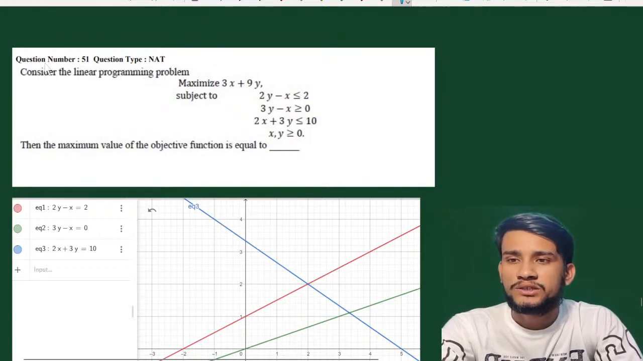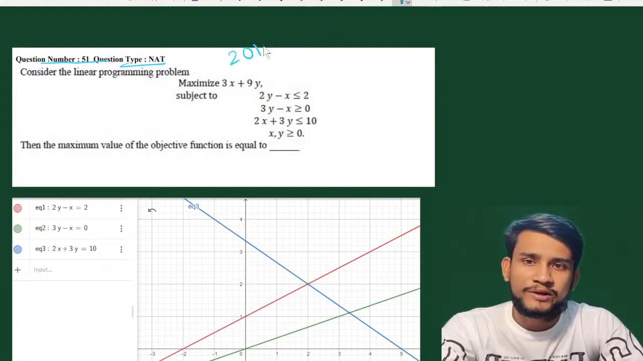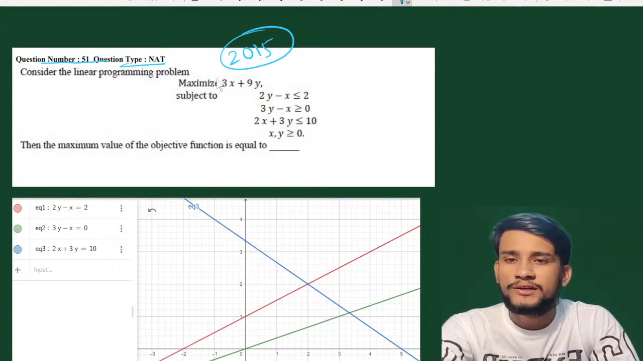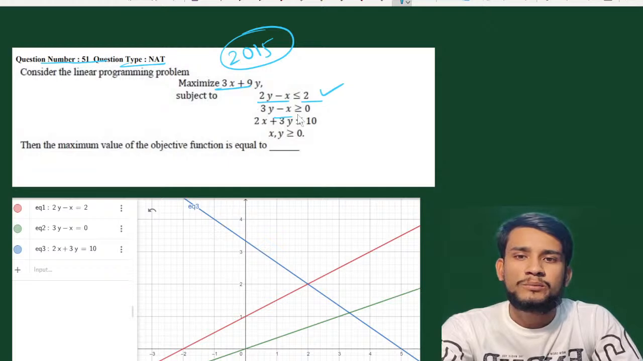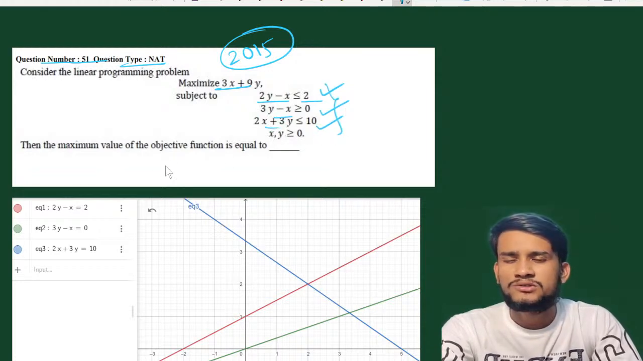This is question number 51, a NAT type question, and this is from the GATE 2015 paper. The question says: consider the linear programming problem, maximize 3x plus 9y subject to 2y minus x less than or equal to 2, 3y minus x greater than or equal to 0, and 2x plus 3y less than or equal to 10. So these three are the constraints. This is a very easy problem.